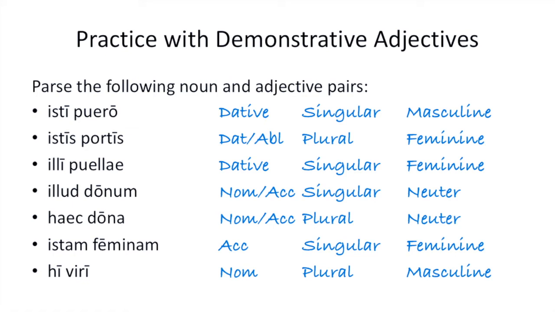Illud donum would be neuter accusative singular. Haec dona would be neuter plural nominative or accusative. Istam feminam will be accusative singular feminine, and hi viri will be nominative plural masculine. Notice that this cannot be genitive singular because the hi has to be plural. If it were singular, it would be huius.